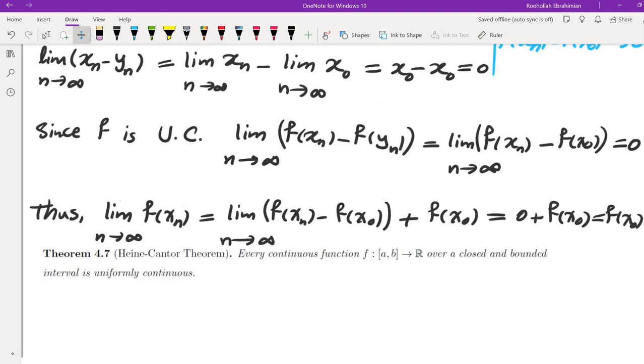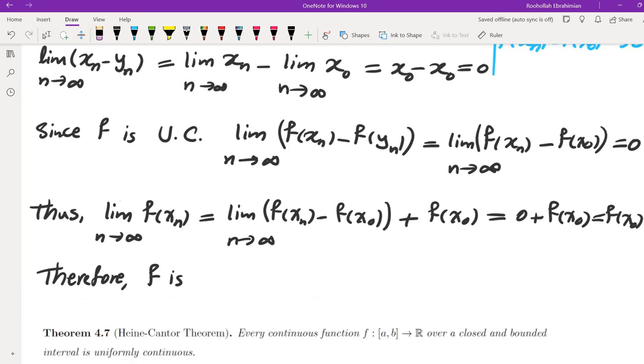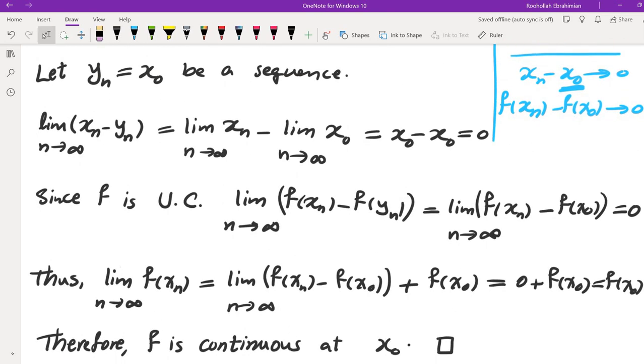So therefore, f is continuous at x0. And this finishes up the proof. So what we showed is that if a function is uniformly continuous, then it would be continuous.